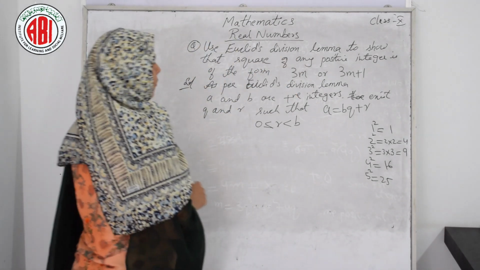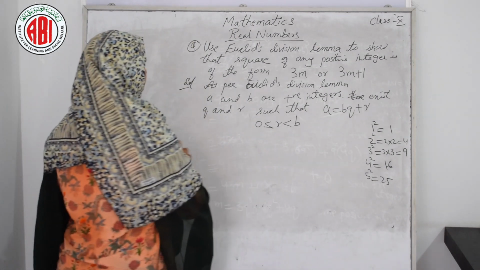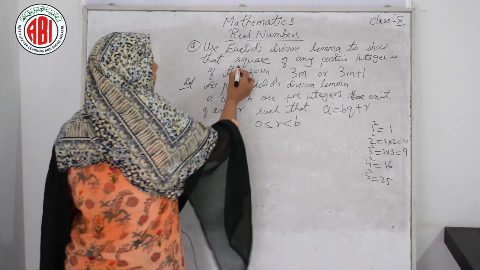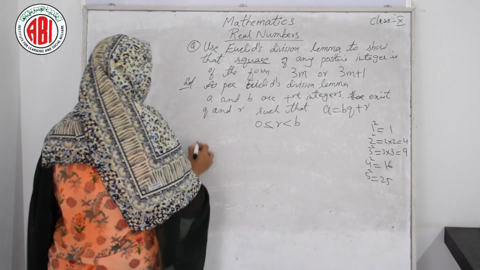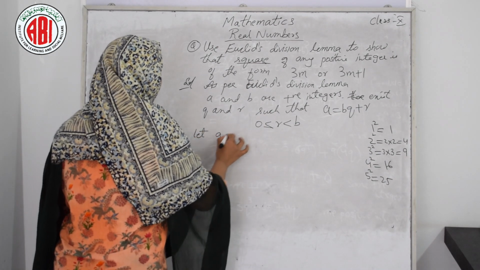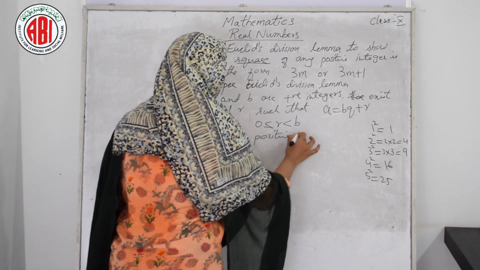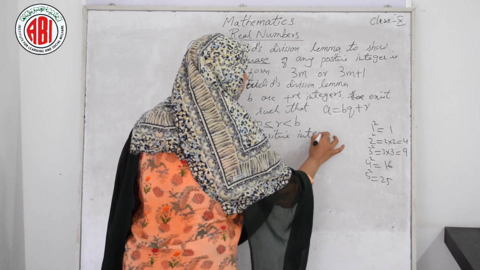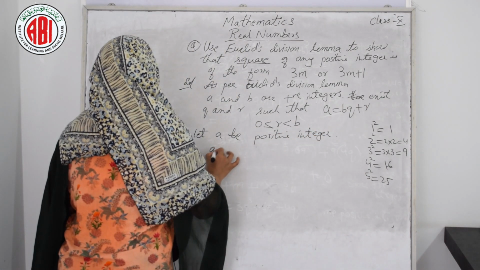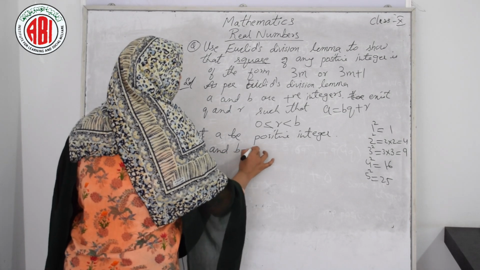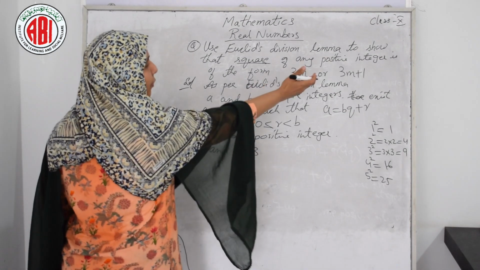So let us start doing this. Instead of square, first we will do the positive integers. Let a be a positive integer and b is equal to 3. Here we are taking b as 3 because it is given in the question.